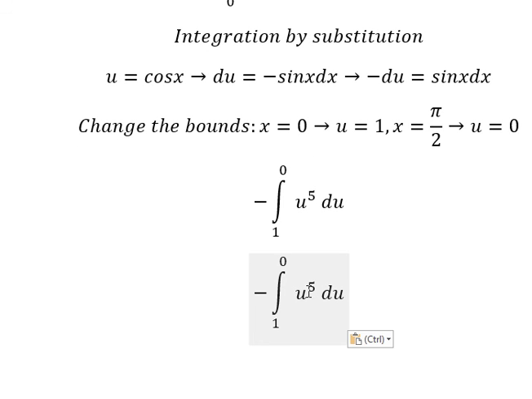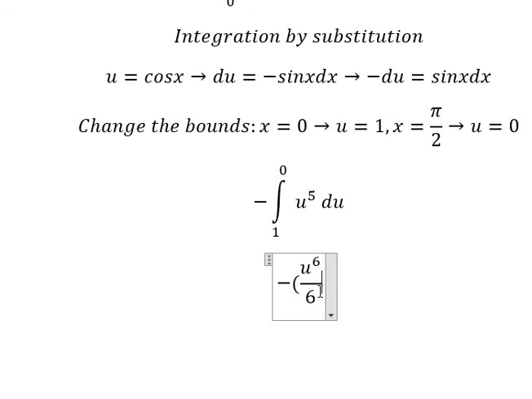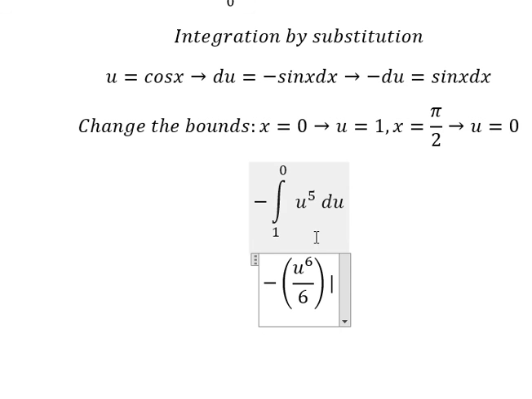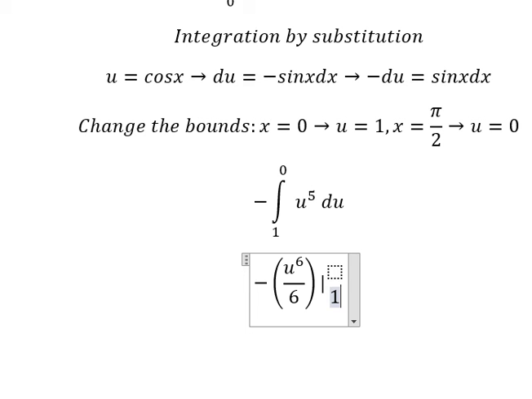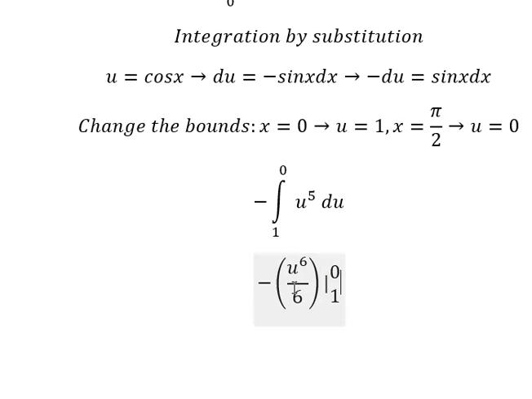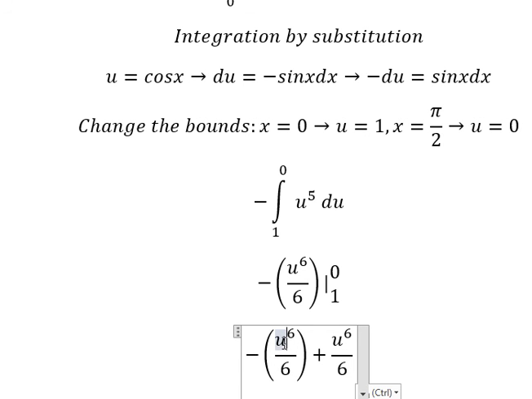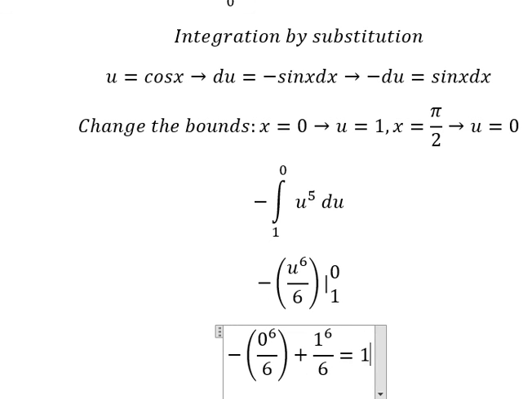The integration of u to the power of 5 we change into u to the power of 6 over 6, and we put the bounds from number 1 to number 0. And now we put number 0 in here, and number 1 in here, and we have 1 over 6.